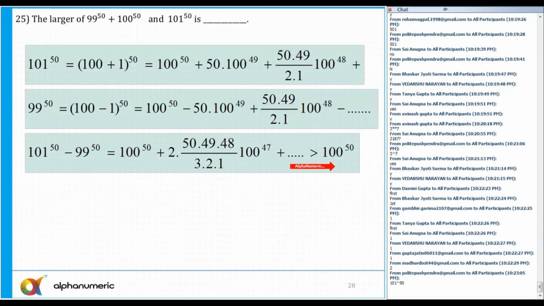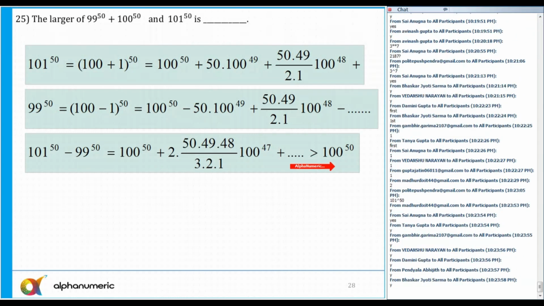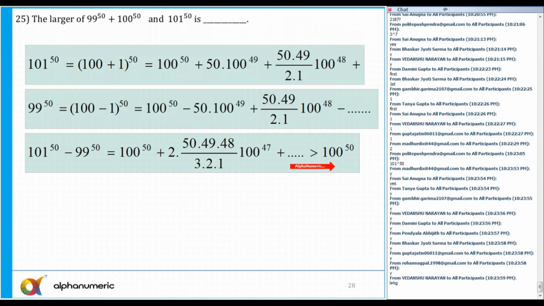Binomial theorem can be used in some of the questions to identify which term is larger, like this. Is that clear to all of you? Please respond. Madhur, Pushpendra, Jatin. Yes? Can you all hear me?